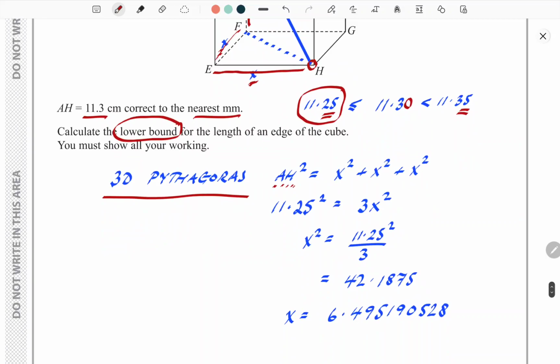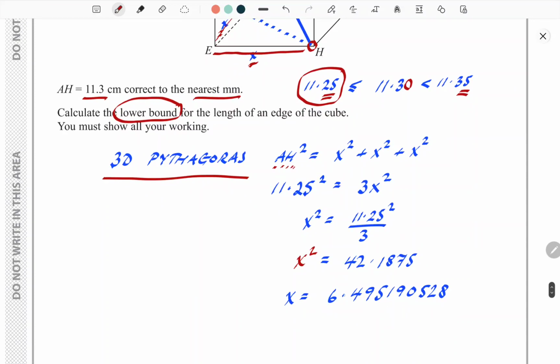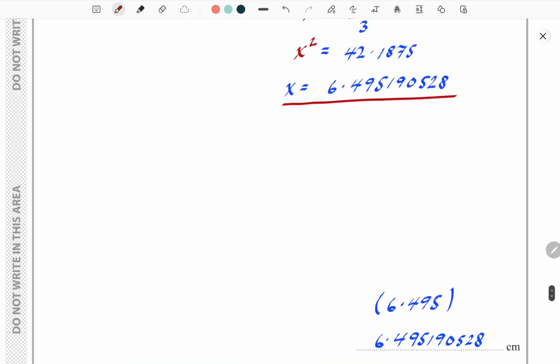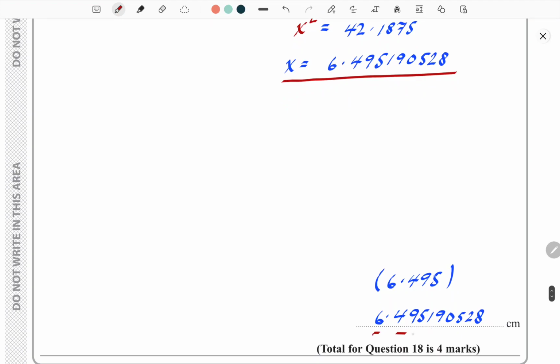And it's a calculator job, so put that in your calculator, and you get x squared equals 42.1875, and x equals the square root of that, and that's 6.495190528, all right? Again, they haven't given you any rounding instructions, 1 or 2 decimal places or significant figures, etc. So safe bet just to put all the numbers in. You could, if you wanted, make your own judgment, but take a reasonable number, all right? And you could have put in 6.495, but it's probably safer just to put them all in there.